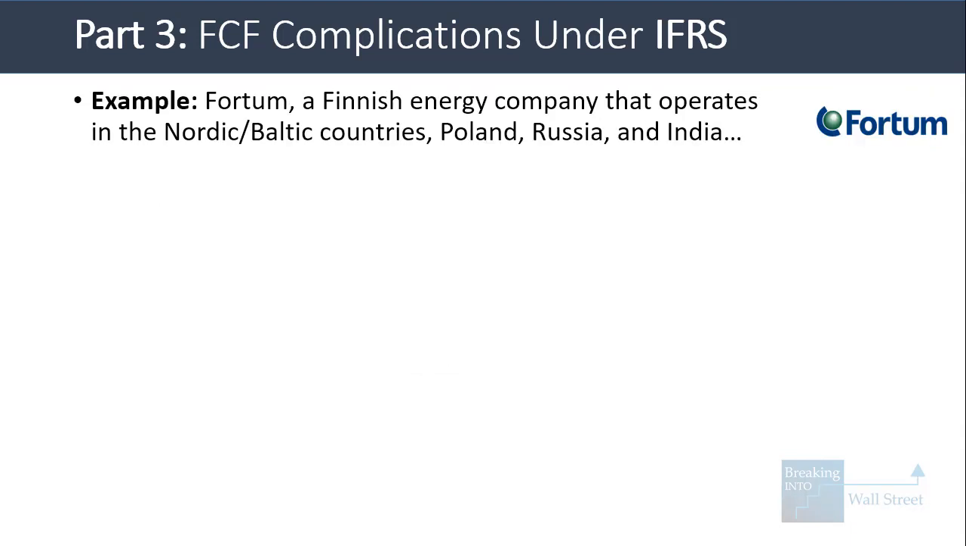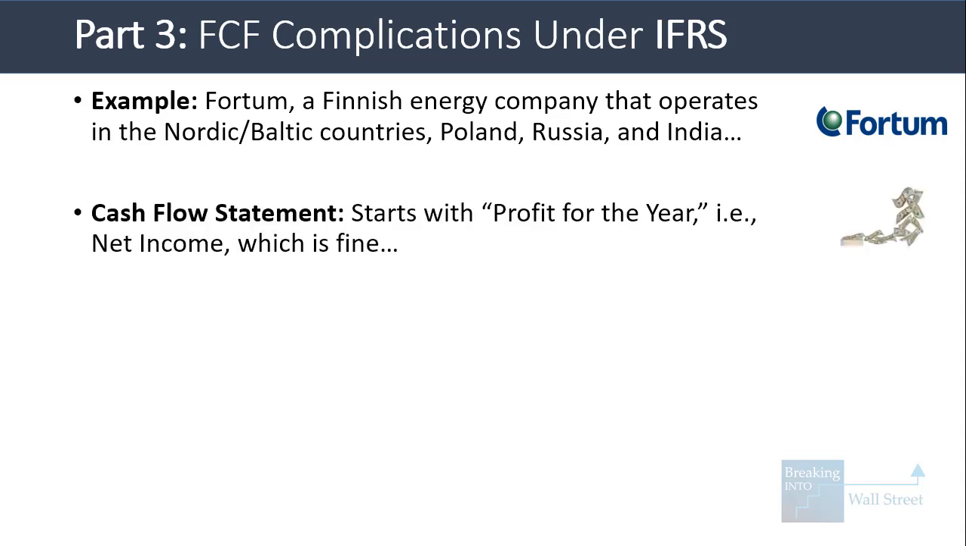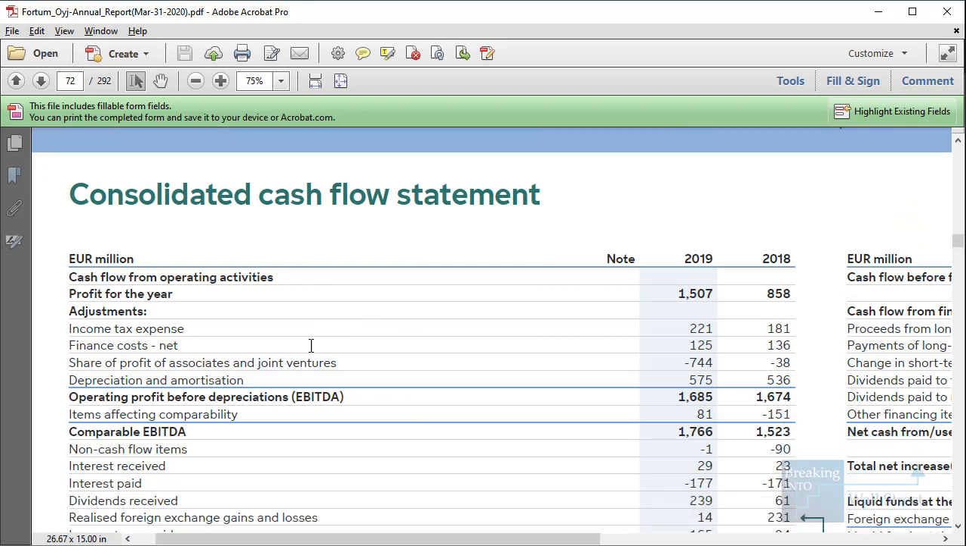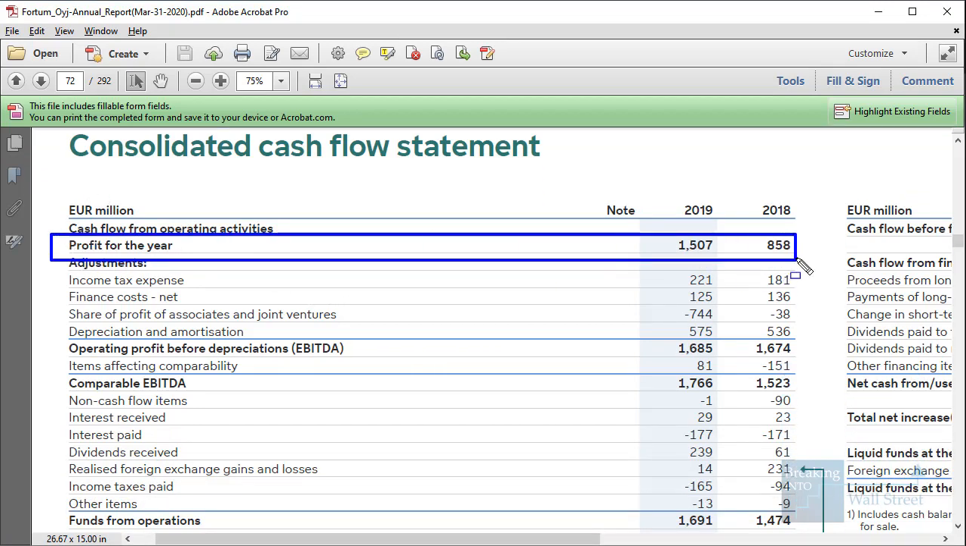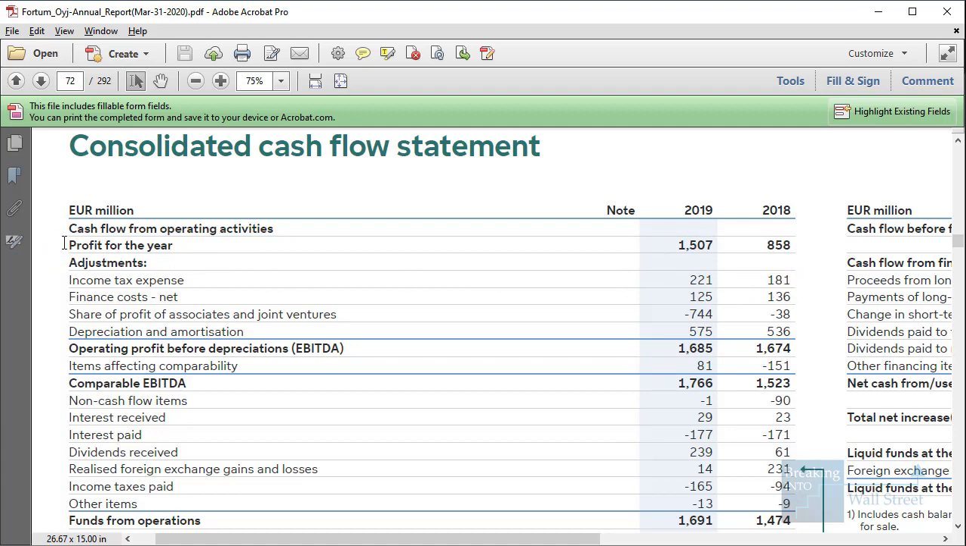We'll look at Fortum, which is a Finnish energy company that operates in the Nordic and Baltic countries, Poland, Russia, and India. Now, if you go to their cash flow statement here, I pulled up their consolidated cash flow statement. Actually, the first part is fine because it starts with profit for the year, which is basically net income. So they've deducted the income tax expense. They have deducted the full lease expense here. They've deducted the net interest expense. They don't have preferred stock, but if they did, the preferred dividends would also be deducted here.